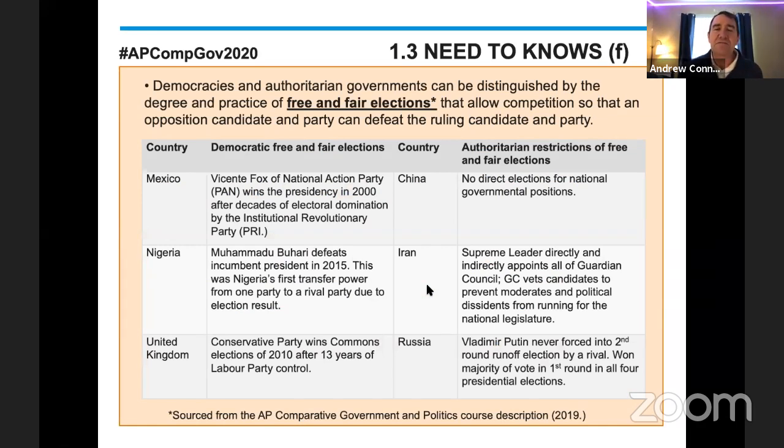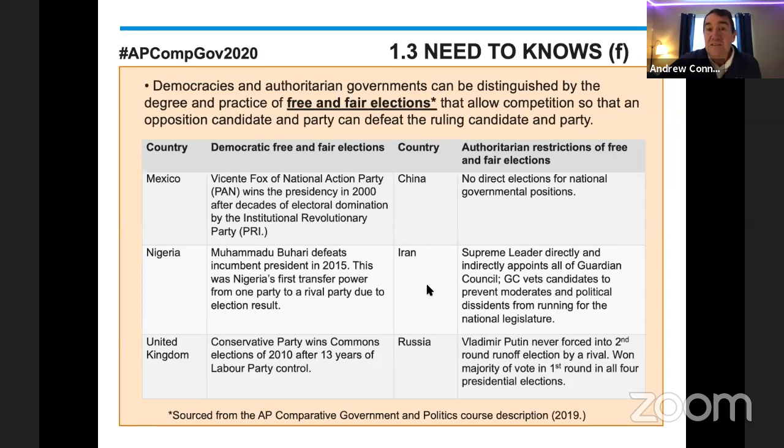Now, that concept of free and fair elections, this is a phrase that we use a lot, but what does that mean? What does free and fair elections mean? Because we know that there are authoritarian governments that we study that have national elections, and they have national elections that are regularly scheduled.